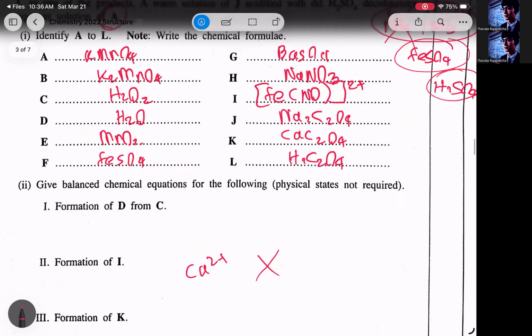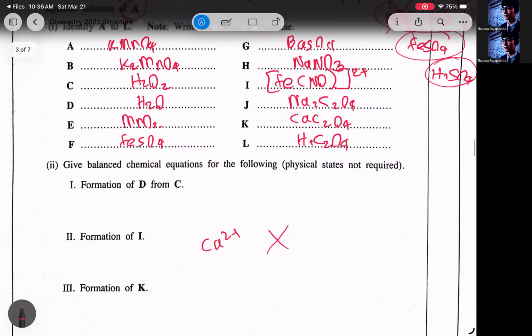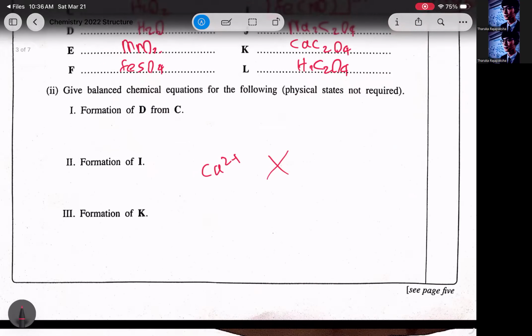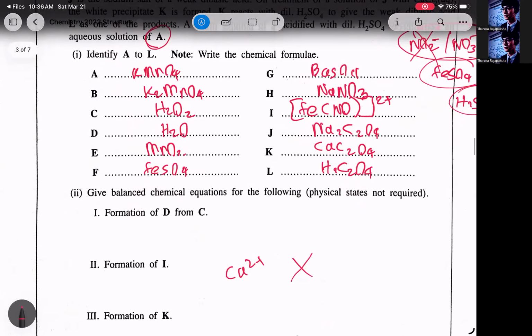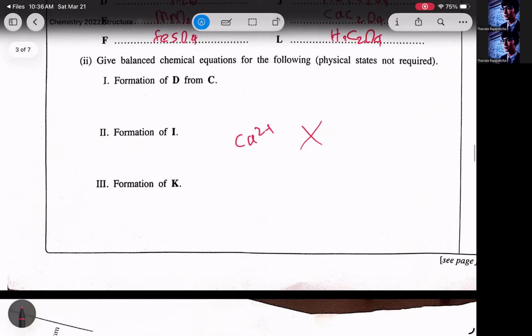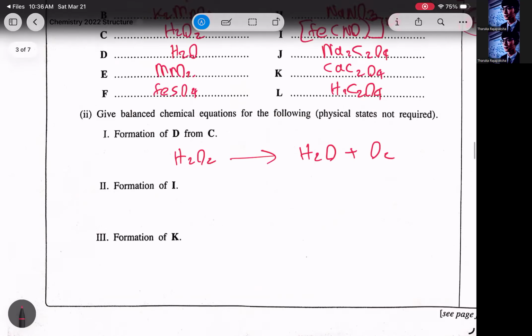Right, we are moving on to the second Roman number. Give balanced chemical equations for the following. Physical states are not required. Formation of D from C. That's the dissociation reaction actually. H2O2 dissociation, very easy. I'm not going to balance the reactions, you can balance them. I'm just going to write the reaction here. H2 and O2.